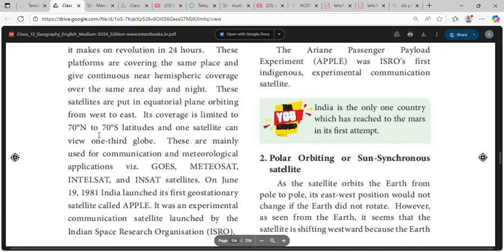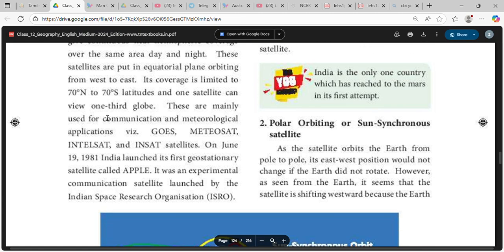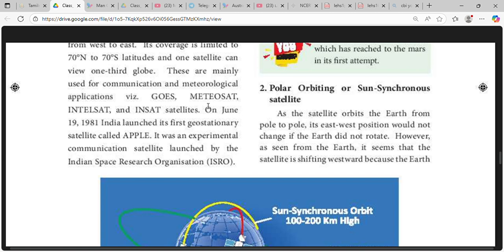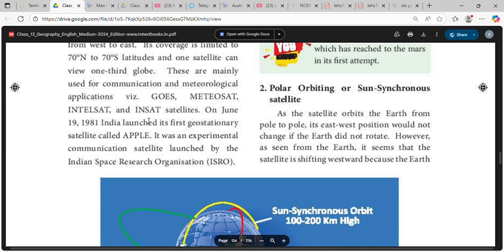These satellites are put in equatorial plane orbiting west to east. Their coverage is limited to 70° north to 70° south latitudes, and one satellite can view one-third of the globe. These are mainly used for communication and meteorological applications, such as the GOES, Meteosat, Intelsat, and INSAT satellites.